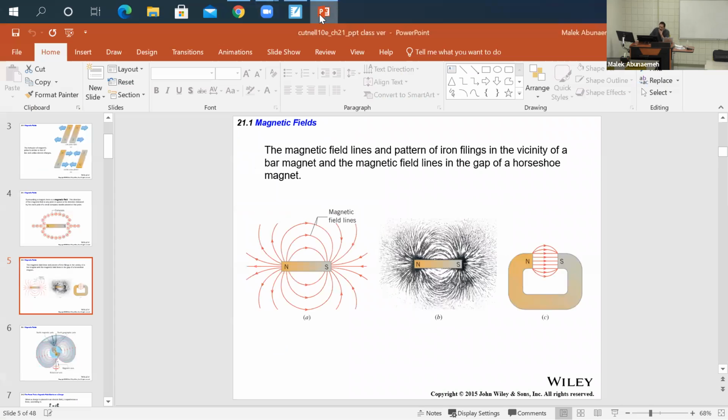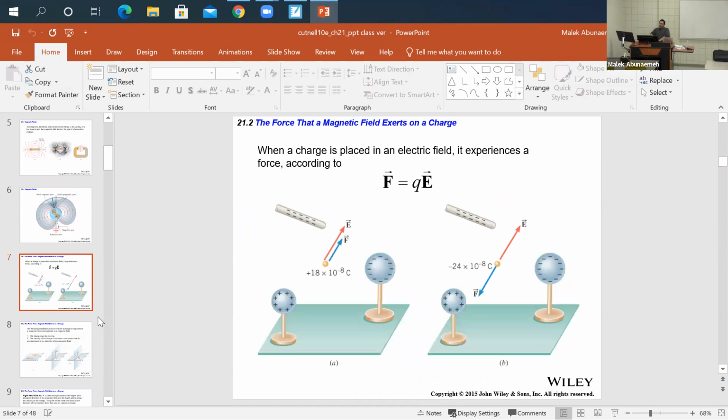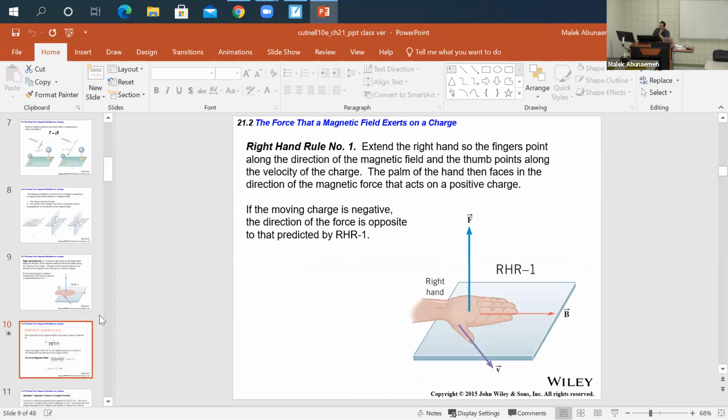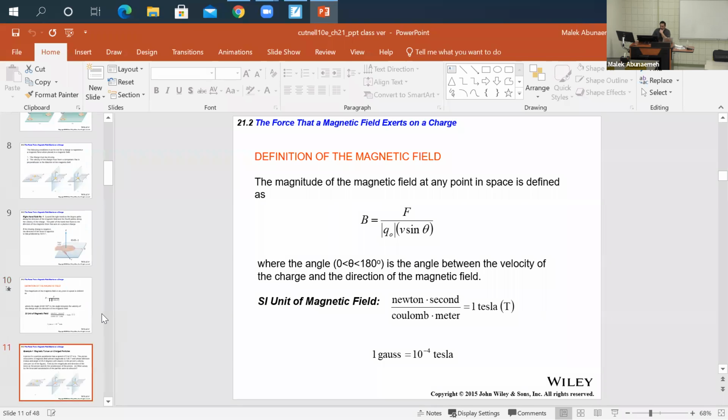So that brings us back to this. The force on the charge is going to equal the charge multiplied by the electric field. Now, we just showed the magnetic field, so the force is going to equal the charge multiplied by the magnetic field multiplied by V sine theta from that cross product. Your magnetic field is in Newton seconds per Coulomb meter, which is your Tesla.